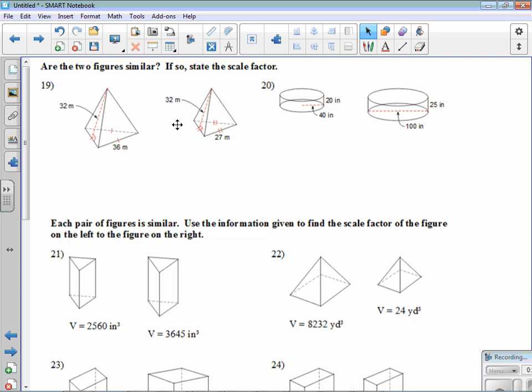So 19, make a ratio out of the corresponding parts. We have 27 and 36 for the base lengths, for the side lengths of the base. And the slant heights for both of them are 32. 27 over 36, they both divide by 9, which will give us 3/4. And 32 over 32 is just 1 over 1. So since those are not equal, they are not similar.